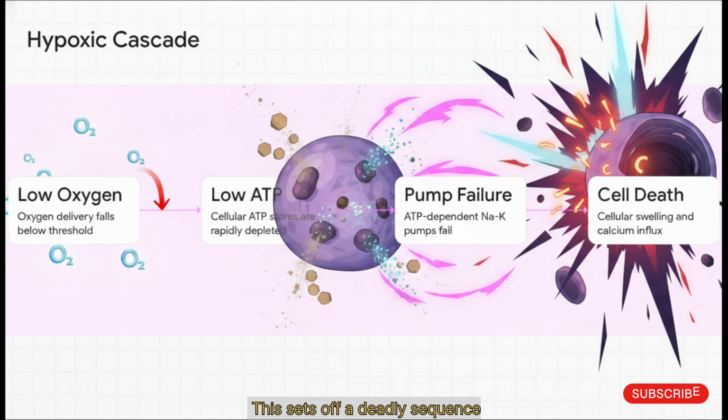This sets off a deadly sequence we call the hypoxic cascade. First, oxygen delivery falls below critical thresholds. Second, those precious cellular ATP stores are rapidly depleted because that anaerobic glycolysis just cannot keep up. Third, and pay attention, this is incredibly high yield for pathology, the ATP-dependent sodium-potassium pumps on the cell membrane completely fail. Without ATP, sodium just rushes into the cell, water follows it right in, causing massive cellular swelling.